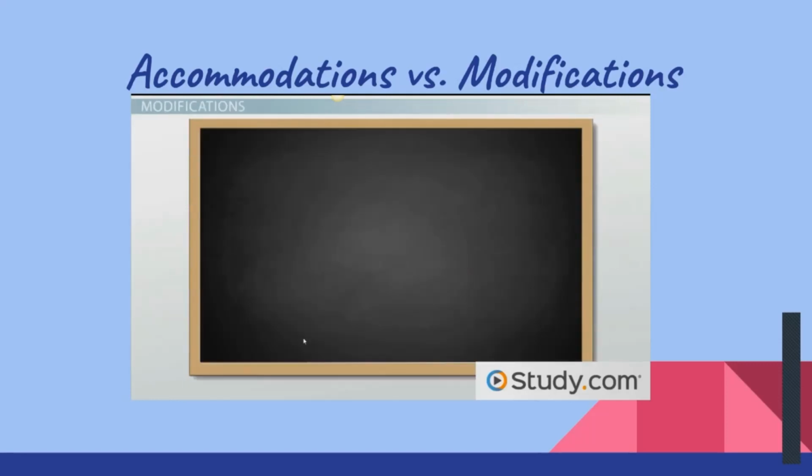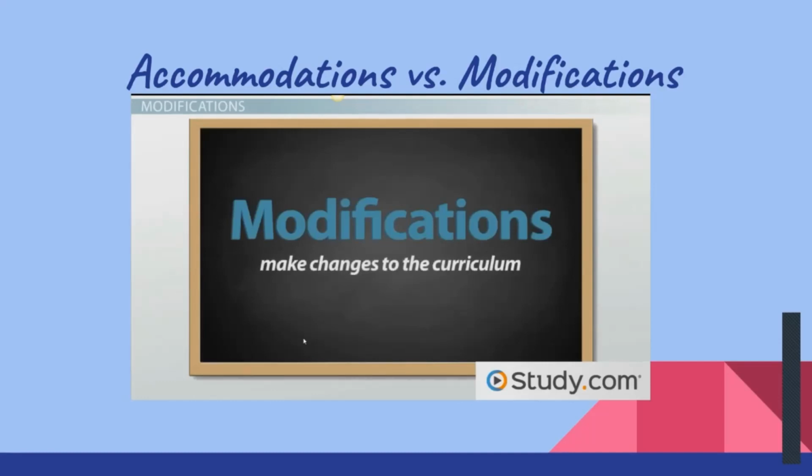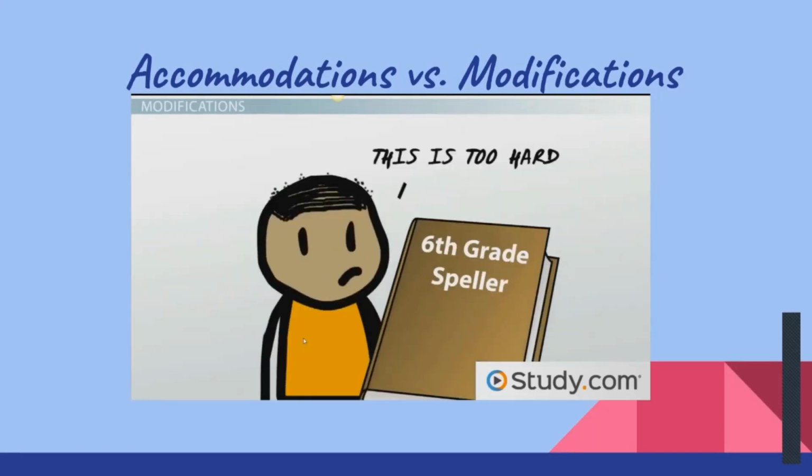The second way is through modifications. Modifications make changes to the curriculum. Modifications are not synonymous with accommodations, as the student is assigned a different curriculum than the rest of the class. For example, a modification of the spelling curriculum is one in which the student will use the spelling words from the second grade text, rather than from the sixth grade speller.